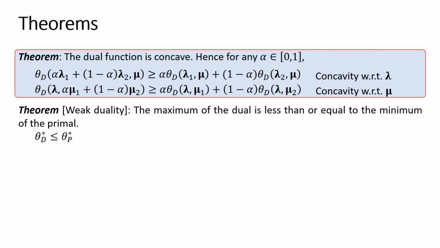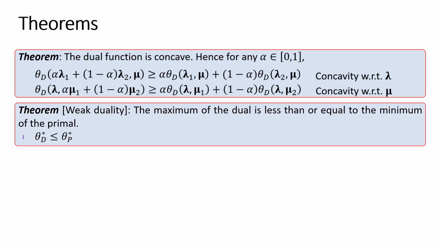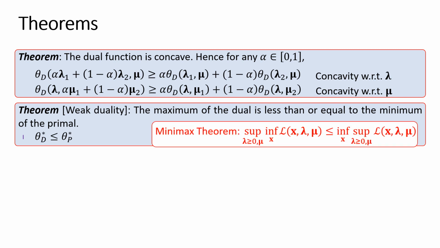Weak duality. The maximum of the dual is less than or equal to the minimum of the primal. Theta d star is less than or equal to theta p star. This always holds true. And the proof of this theorem is quite trivial if you invoke the well-known minimax theorem. The supremum of the infimum of a function is less than or equal to the infimum of the supremum of a function.